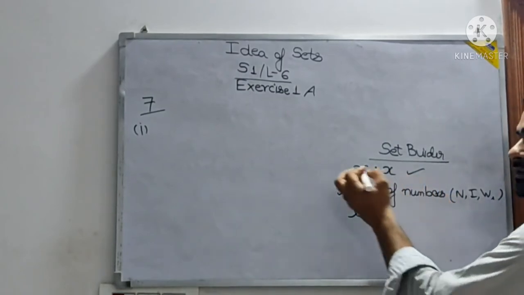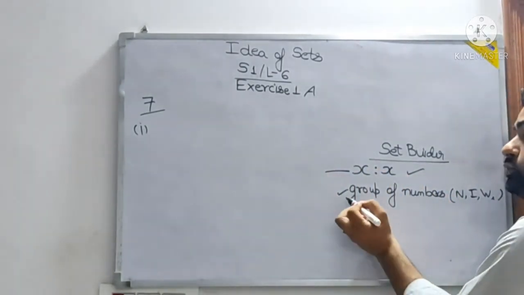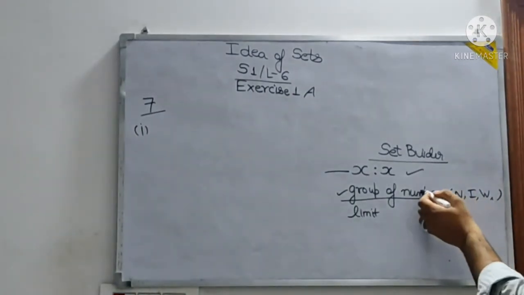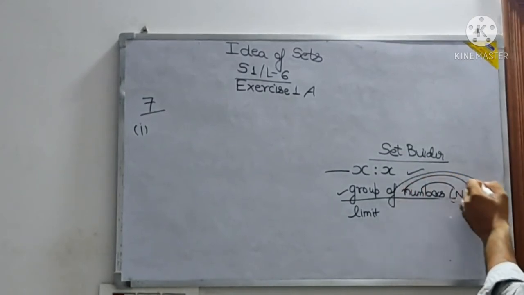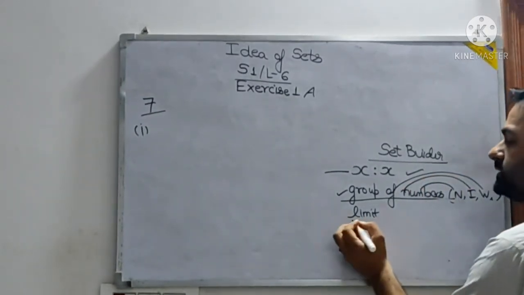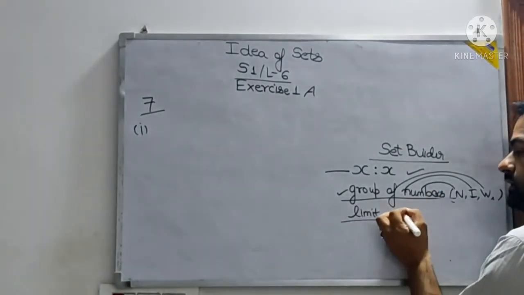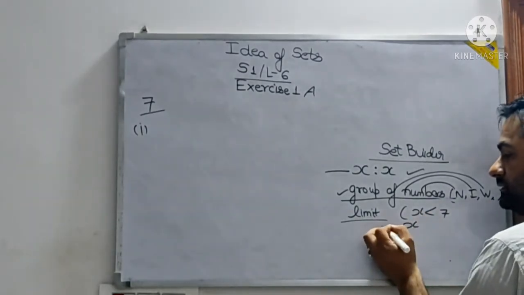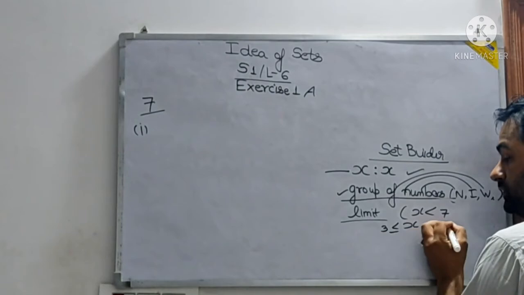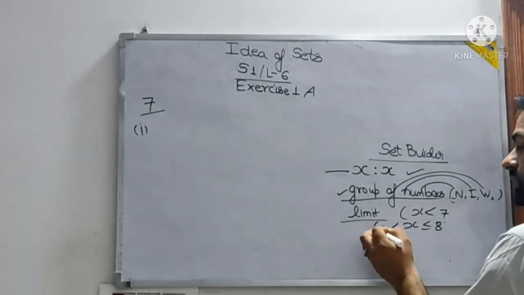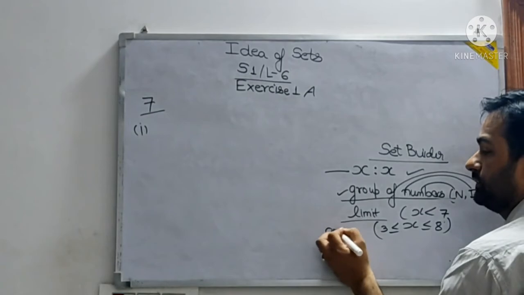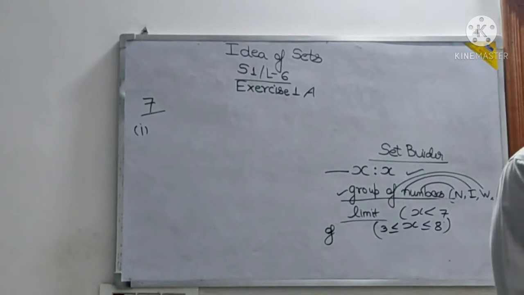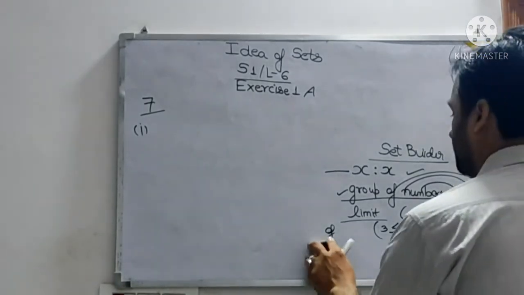First thing is that in your answer what should be there? X should be there. Then you have to tell also to which group of numbers that x belongs. X will be an element of natural numbers, x will be an element of integers, or a whole number. Then limit. Limit means you have to tell that x is less than 7, or x is more than or equal to 3 and less than or equal to 8. So these are limits. Or basically, if you don't want to say limit, you had better write it as range. Range is a better word here.